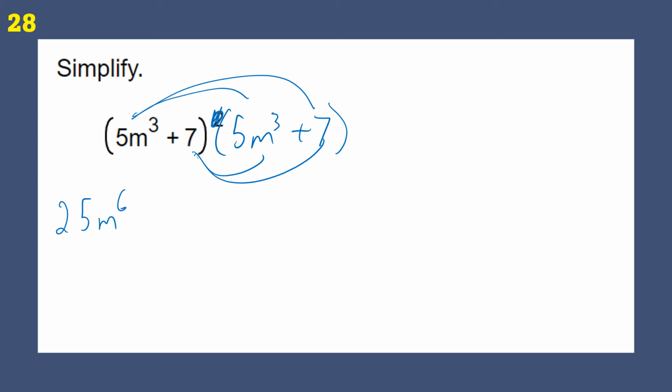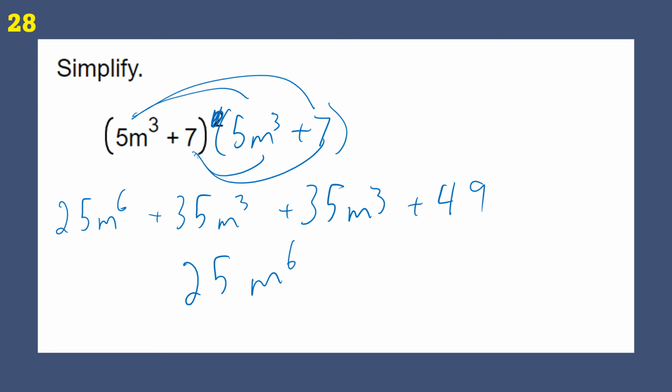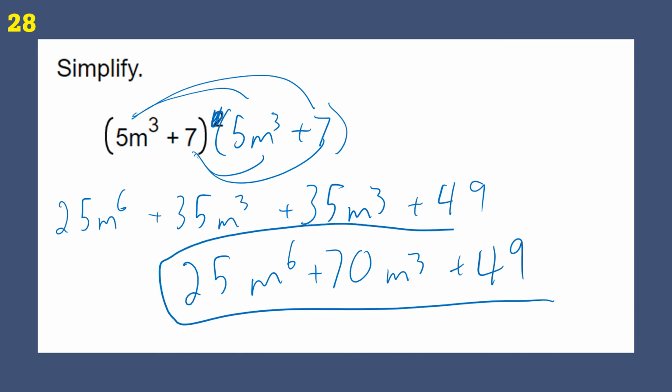5m to the third times 7 is going to be 35m to the third. And then we do it with the 7, and we also get 35m to the third. And we get that 49. So altogether, we get 25m to the 6th, 70m to the third, and 49. So don't get tricked by doing that exponent and distributing the 2 in. Okay, don't distribute the exponent. Actually write it out and then multiply.